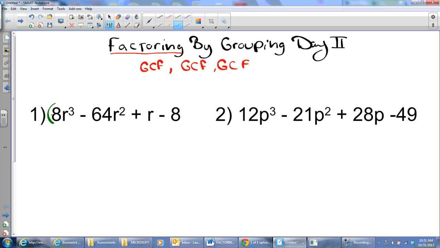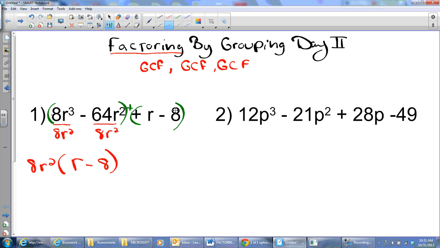I'm going to choose to group this first pair and this second pair together, always grabbing that sign, and I'll stick a plus in between my quantities. Okay, so I'm looking for a GCF in this first quantity, and I see an 8r squared is going to be my GCF of the first quantity. So I'm going to factor out an 8r squared, and I'll be left with an r minus 8.